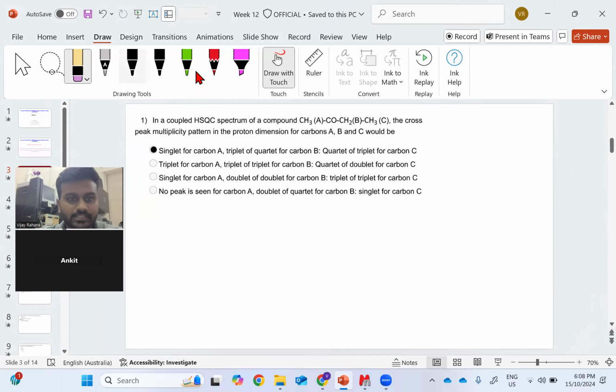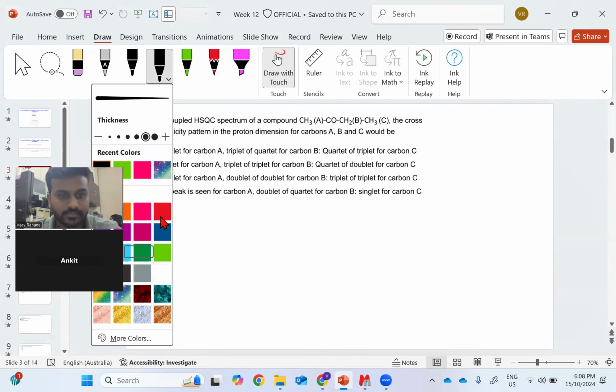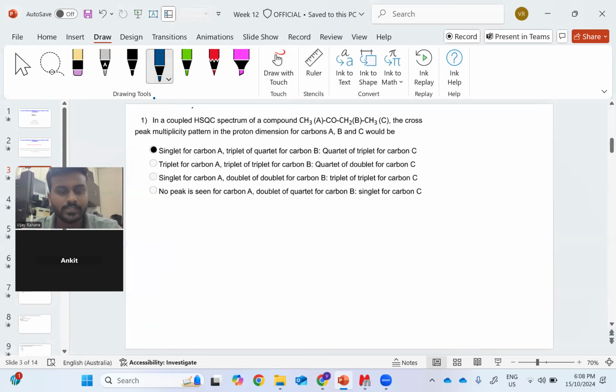So here, the first question is based on, let's select, the first question states: in the coupled HSQC spectrum of the compound CH3-C=O-CH2-CH3, if you look at the structure, it will be in this manner, right? The cross peak multiplicity pattern in the proton dimension for carbon A, B, and C will be.